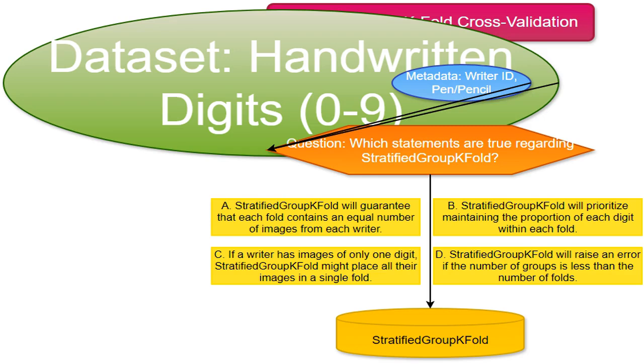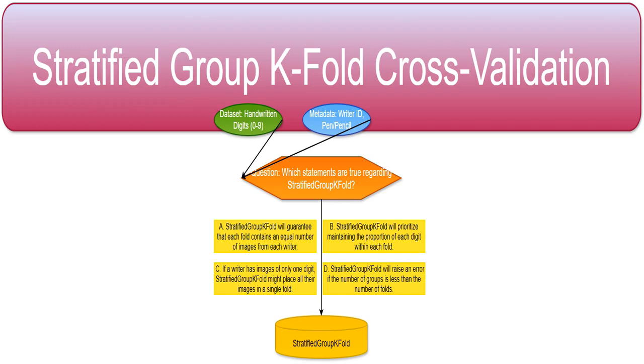I'm working with a dataset of handwritten digits, from 0 to 9. Each digit is an image. This is the data I'll use for my machine learning project. Along with the digit image, I have some extra information: the ID of the person who wrote the digit and whether they used a pen or a pencil. This metadata will help me in my analysis.